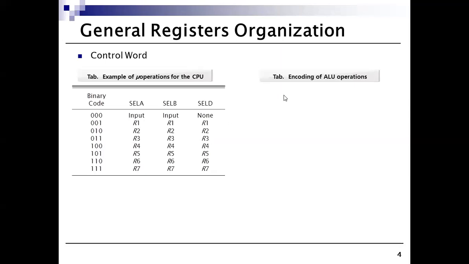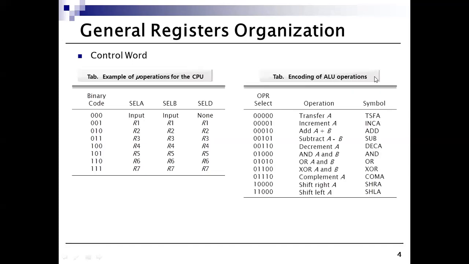Coming to OPR, these are the ALU operations. These are the operations given for the OPR selection lines. 00000 transfer A, 00001 increment A, 00010 add A and B, 00101 subtract A minus B, and then decrement A.